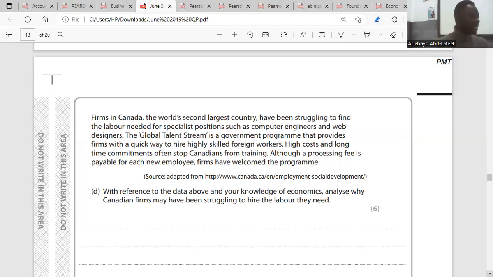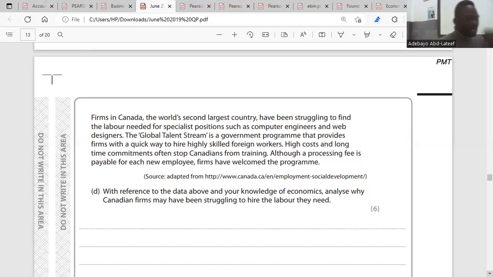One of the reasons why firms might struggle to employ the workers they need is that maybe there are no workers that are skilled or have been trained in that aspect. Here they said computer engineers and web designers, so it is a special skill. They might have fewer people trained for this kind of job, so the supply of labor for this kind of job is less. Do we understand?